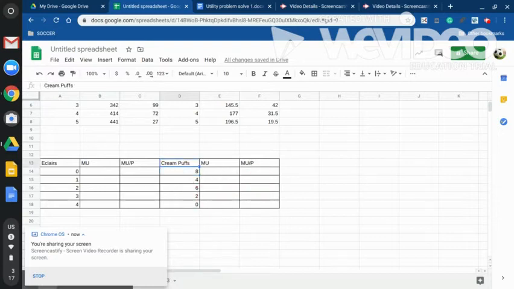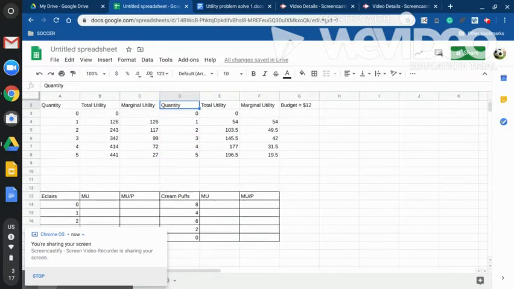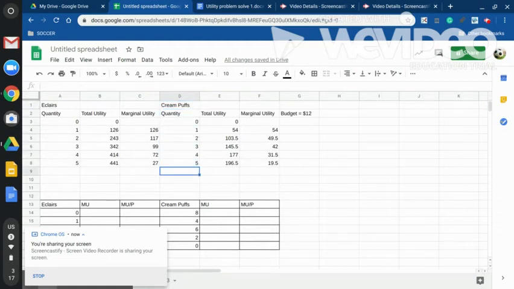Now, when I calculated the marginal utility, you'll notice that I don't have anything for the quantity of cream puffs being greater than 5. Oops, I already see a little typo here. Just fix that. So that means that I also don't have to worry about my quantity of cream puffs greater than 5 because it's not part of my answer set. So I'm just going to put in some zeros for marginal utility right there.